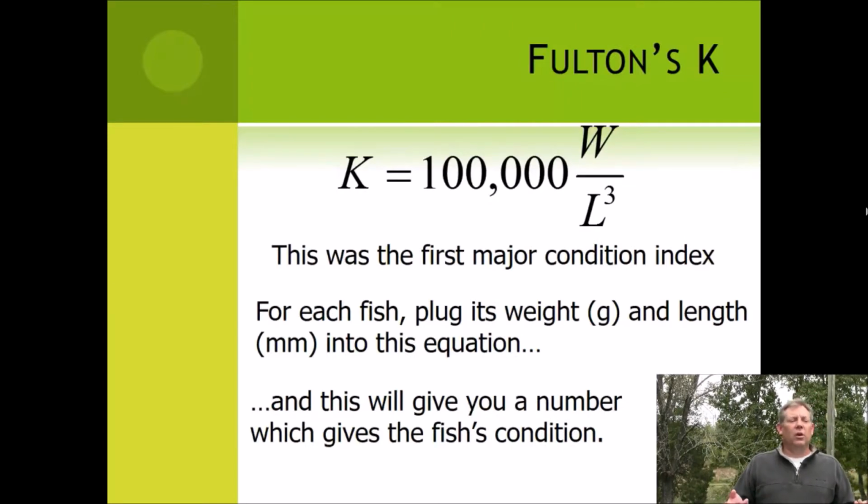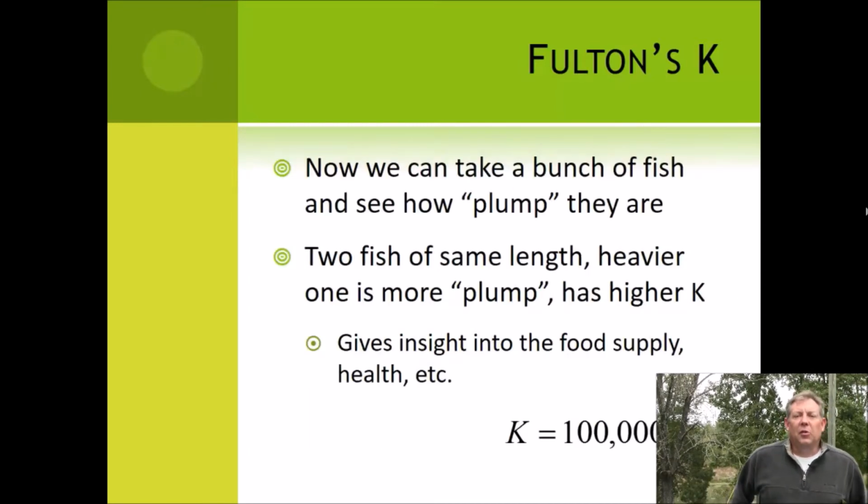For each fish, you have a length and a weight. And so you plug the fish's weight and its length into this equation, you get a value for K, and that'll tell you the relative plumpness of the fish. And so if we do this for a bunch of fish, then we can get some insight into our fish population. And of course, if you've got two fish that are the same length, the heavier one's going to have a higher value of K. It's more plump and it's in better condition. And like I said, this will give us insights into the health and the food supply and things like that.